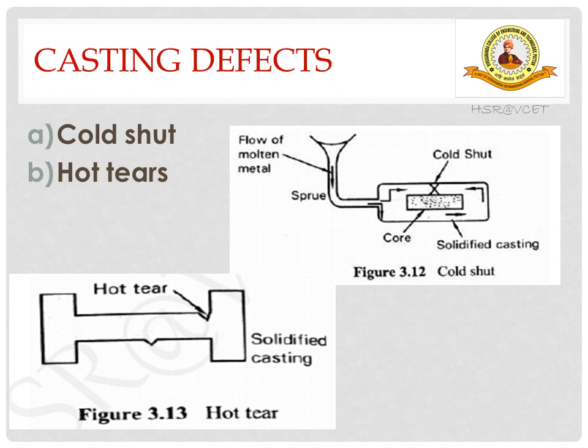And lastly, the hot tears. A hot tear is an internal or external ragged discontinuity formed in the casting due to the pulling action of the metal just after it has been solidified. As you can see in figure 3.13, there is a small cavity type of portion at the juncture or junction of two pieces. So that is called hot tears.